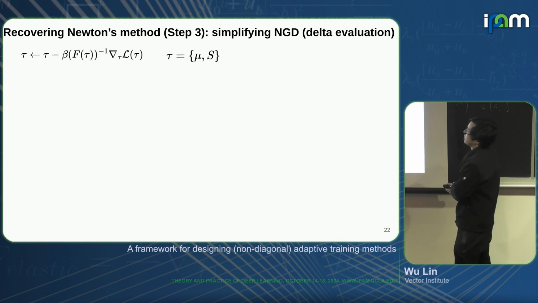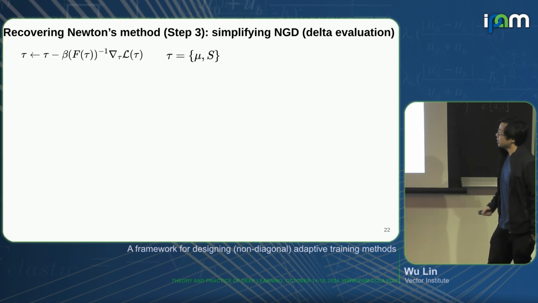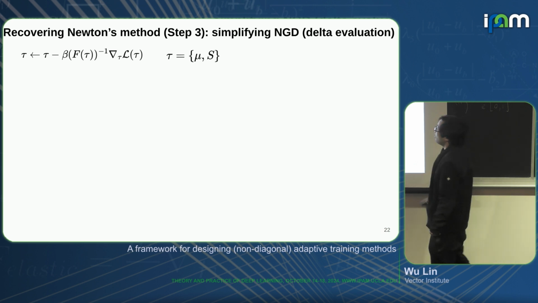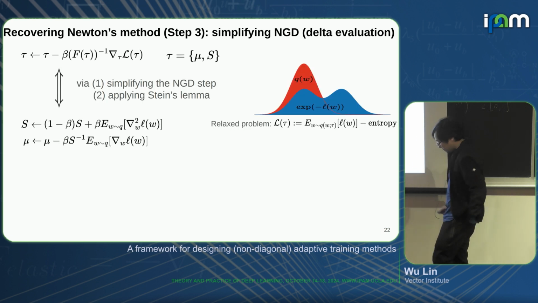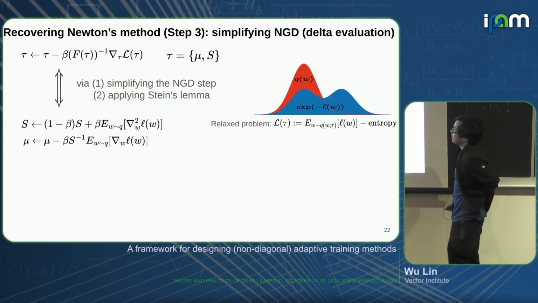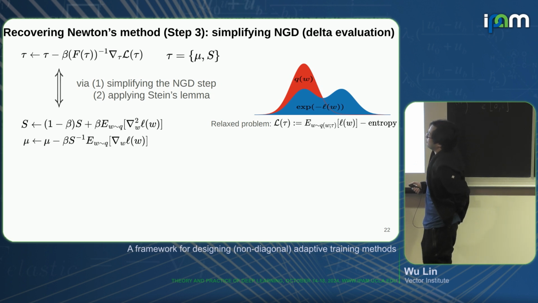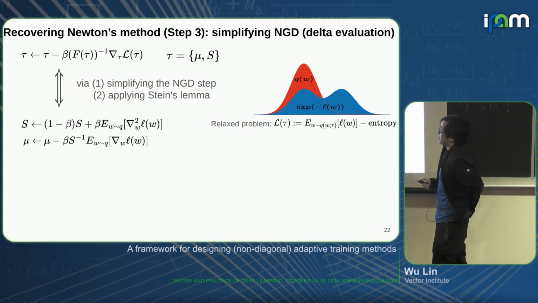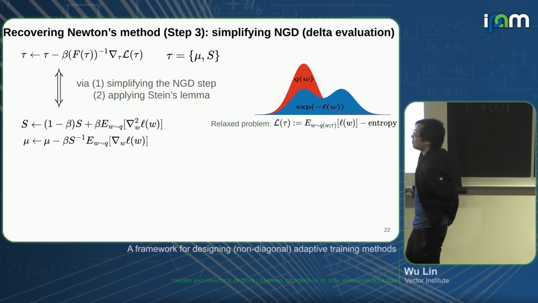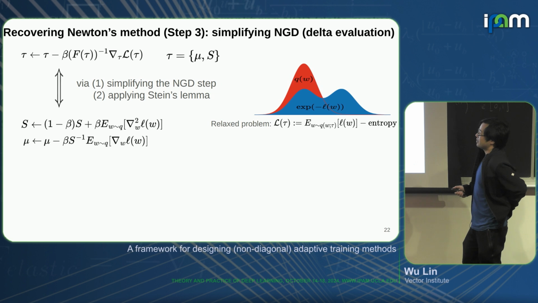By choosing this particular coordinate system that contains the mean mu and the inverse covariance S, we can simplify this natural gradient step as follows. Here we have to use the Stein lemma. We're going to talk about the Stein lemma in the next two slides, so just bear with me for now. So this is the update scheme to solve this relaxed problem.